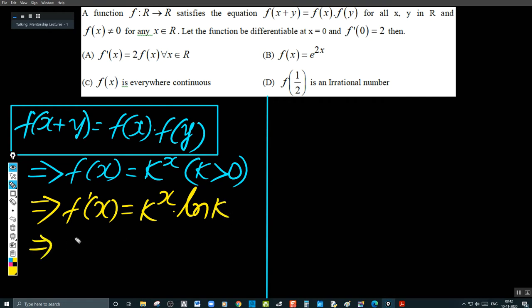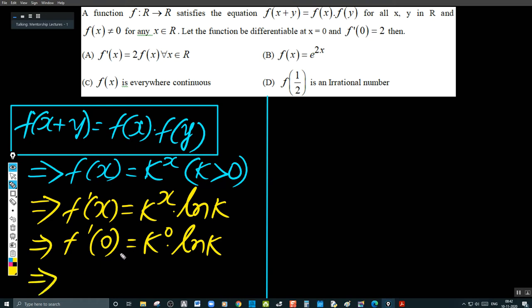What is f dash 0? It is equal to k power 0 into ln k. What is k power 0? 1. What is f dash 0? It is given to be 2. So 2 is equal to ln k, and k is e raised to 2. Your k is e square. That's the total function we have derived now.